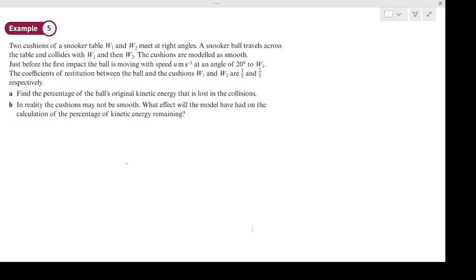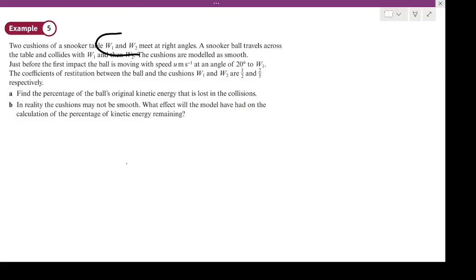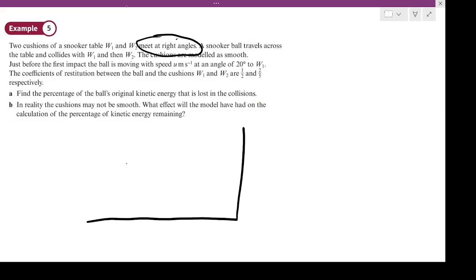Okay, so it's basically asking about the kinetic energies involved. Now, obviously, it's sort of setting a practical scenario here. It's talking about snooker table and cushions and stuff like that. Don't worry, you don't need to know anything about snooker. Now, obviously, we aren't given a diagram, but the main details are we have these two surfaces, W1, W2. We have these two walls, if you will, and we're told they meet at right angles, which means one has to be horizontal and one has to be vertical like this. Okay. And so that's going to be 90 degrees there.